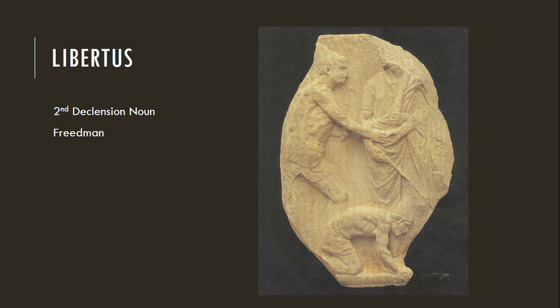After that, we have a word that's very specific to the Romans, a libertus. It's a second declension noun that means freedman. A lot of their slaves would be freed later on in life. So the libertus est liber, the freedman is free. And you can see how the adjective free is related to freedman.